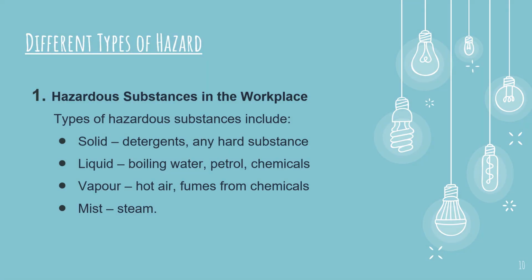A type of hazard is hazardous substance in the workplace. So what are the substances that can cause hazard in our workplace? When we say substances in the workplace, we refer to the chemicals or items that we use in the workplace, such as in cleaning the bathrooms, cleaning the dishes. Yun yung mga substances na ginagamit natin. Okay, we have here different types of hazardous substances. We have solid. So in solid, it includes detergents or any hard substances.